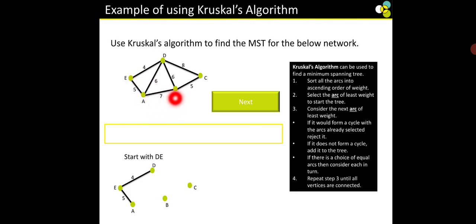Next, we have to identify the next minimum edge. What is the next minimum edge? The next minimum edge is A to D, but there is a chance of creating a cycle over here, right? We are not supposed to take cycles in the graph. So we consider the next edge, that is B to C. B to C is another least edge, so it will be considered next.